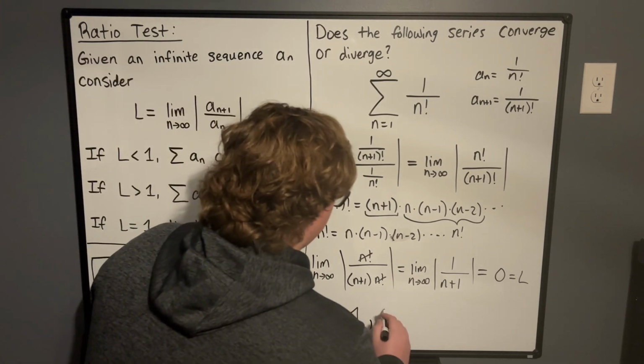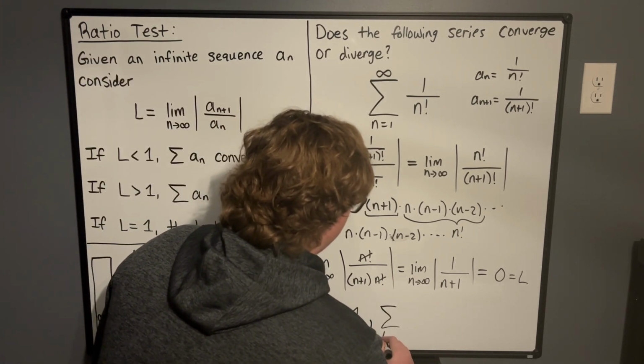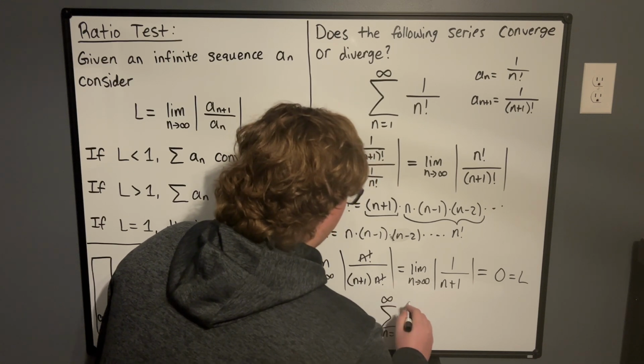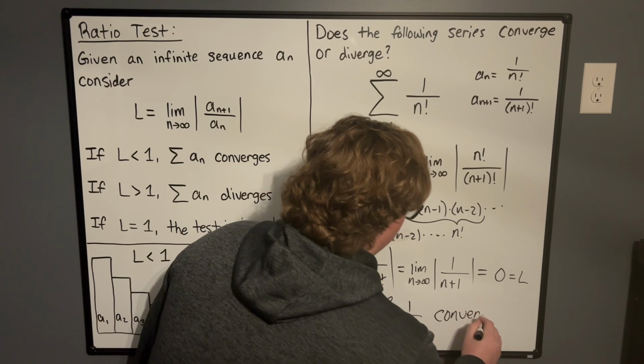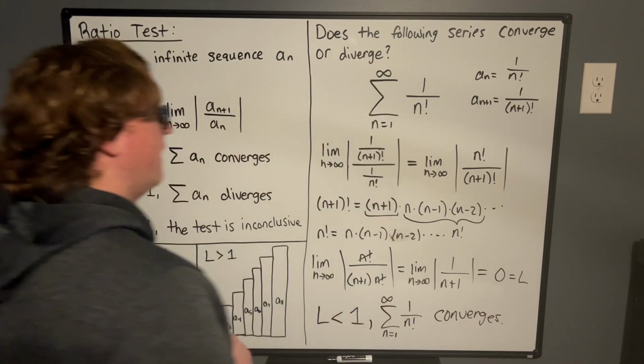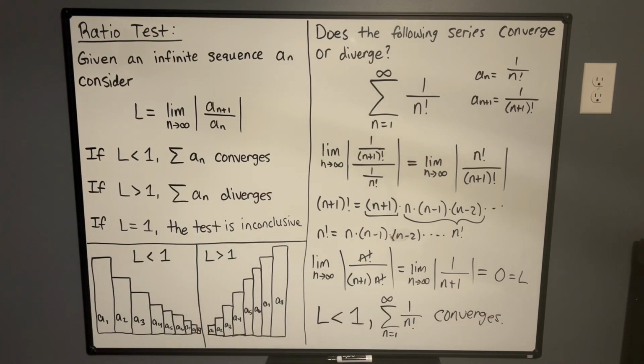So the series will converge. So the sum from n equals 1 to infinity of 1 over n factorial converges. And that's it. So this one was a pretty standard starting example for the ratio test.